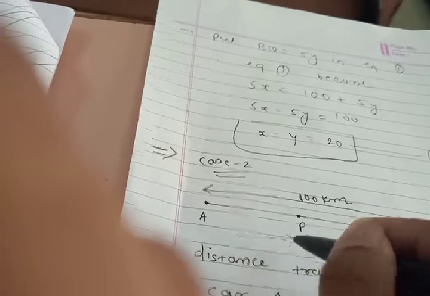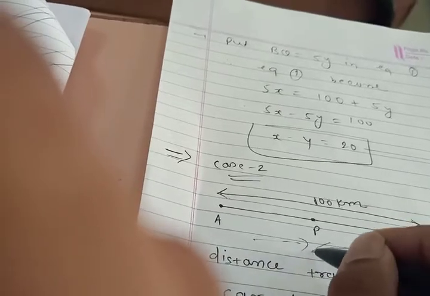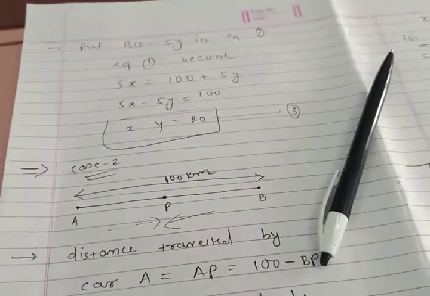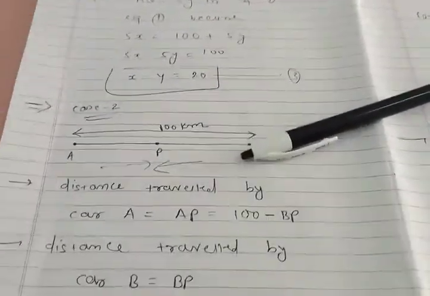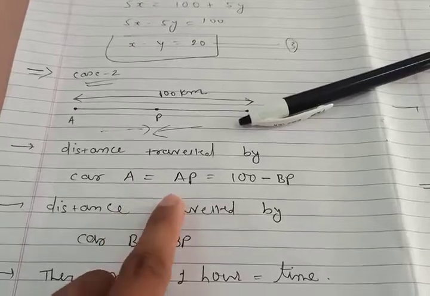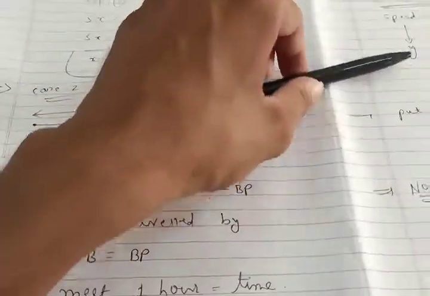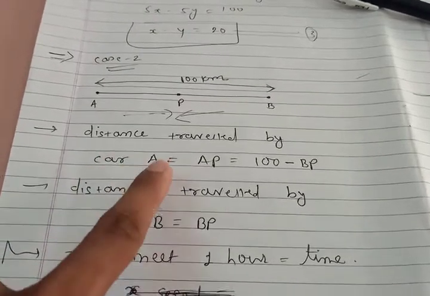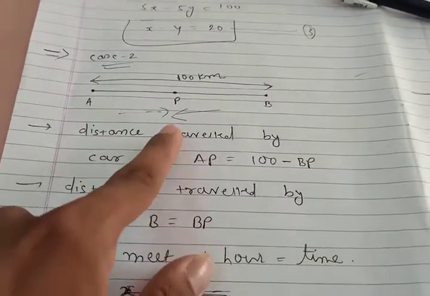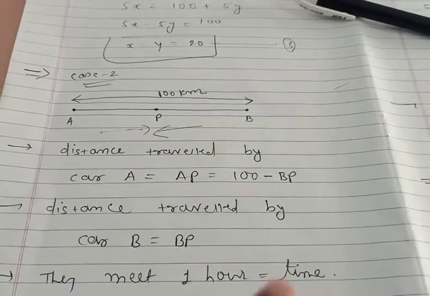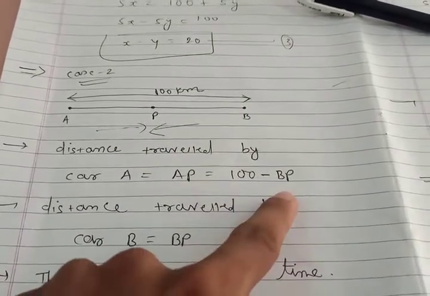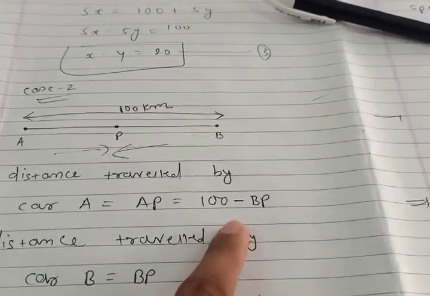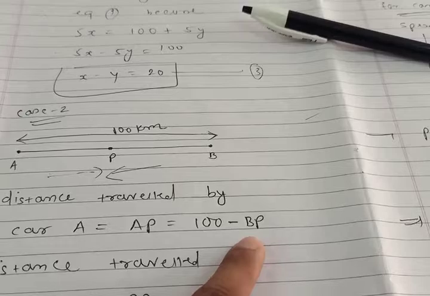Car A's direction is like this and car B's like this, so they meet at point P. Now see here, the distance travelled by car A is equal to AP. What is AP? AP means AB minus BP. AB is 100 km, so AP is equal to 100 minus BP.